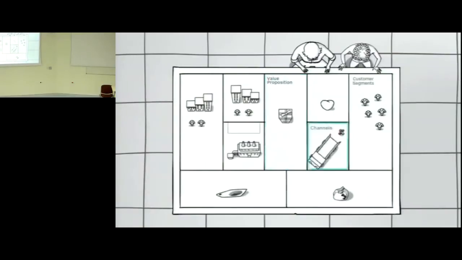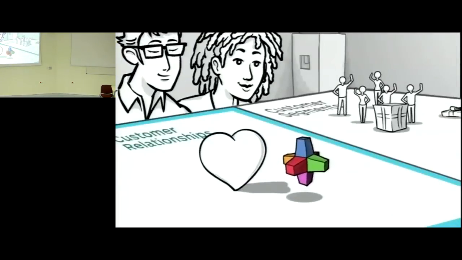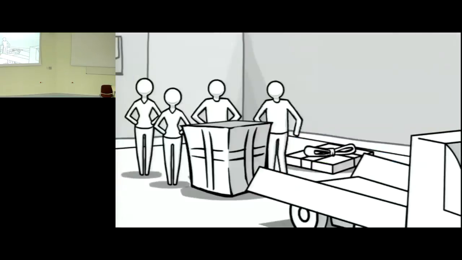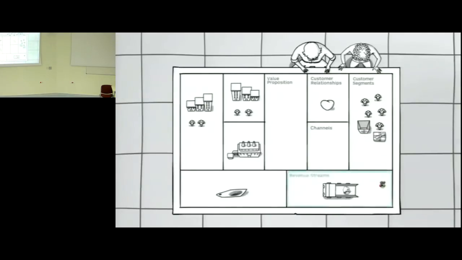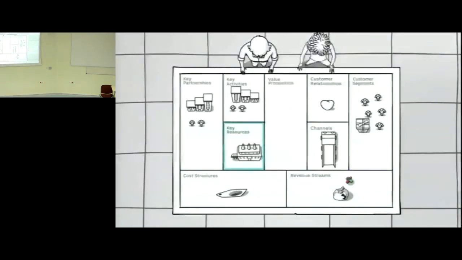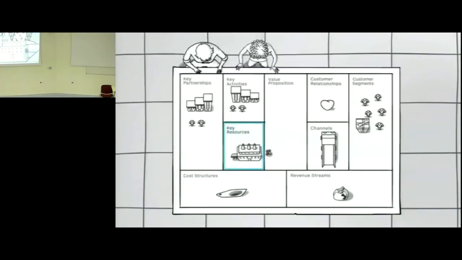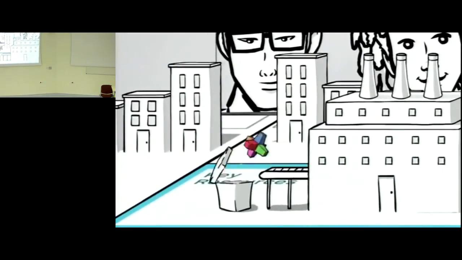Channels describe through which touchpoints you're interacting with customers and delivering value. The customer relationships outline the types of relationships you're establishing with your customers and how you're acquiring and retaining them. Pricing mechanisms through which your business model captures value are documented under revenue streams. The key resources show which assets are indispensable in your business model, so you can describe the infrastructure you need to create, deliver, and capture value.